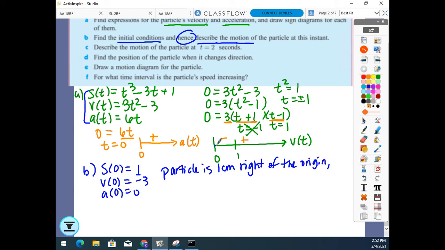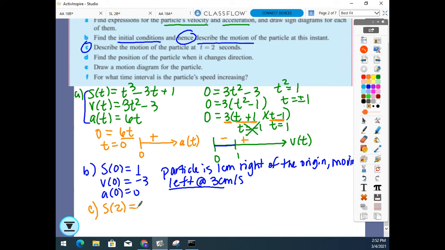And it's moving left at 3 centimeters per second. So -3 just means left at 3 centimeters per second. Since the acceleration is 0, that's all we really need to say for B. All right, C is kind of new, but it's really just the same thing as B, where everything is 0. For C, we're just going to find everything at 2.